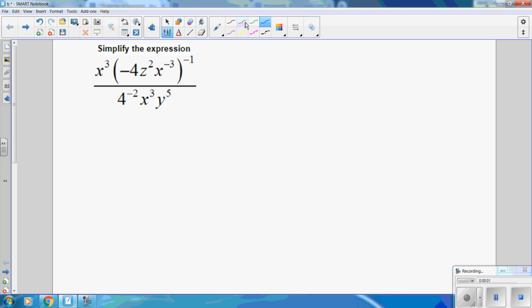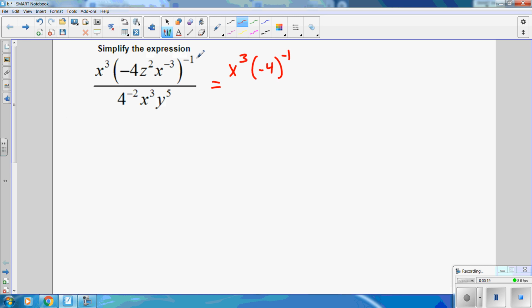Let's start by distributing the -1 exponent with everything in the parentheses here. So I'm just going to write x to the third. And then we're going to do -4 to the -1 power. So I'm just going to write that for now. And then eventually we're going to move this to the bottom.